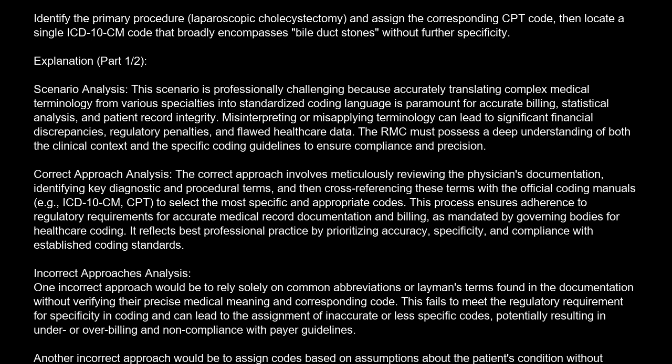Incorrect approaches analysis. One incorrect approach would be to rely solely on common abbreviations or layman's terms found in the documentation, without verifying their precise medical meaning and corresponding code. This fails to meet the regulatory requirement for specificity in coding and can lead to the assignment of inaccurate or less specific codes, potentially resulting in under- or overbilling and noncompliance with payer guidelines.